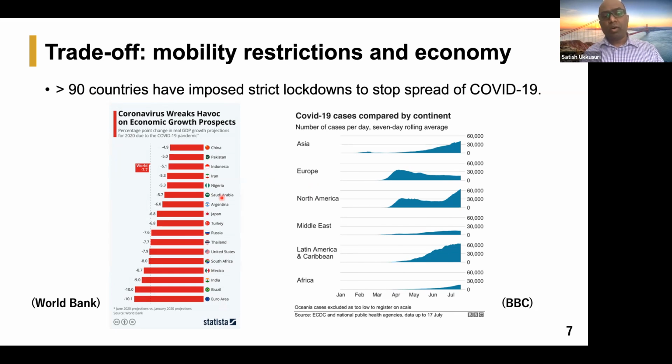All the countries were imposing strict lockdowns to stop the spread of COVID-19. You can see that in various countries, the economy has taken an immediate hit. And then the countries have had an increasing number of cases. These look minuscule by the standards that we have today, right? Very few cases. But if you see the numbers today, they're much, much higher.